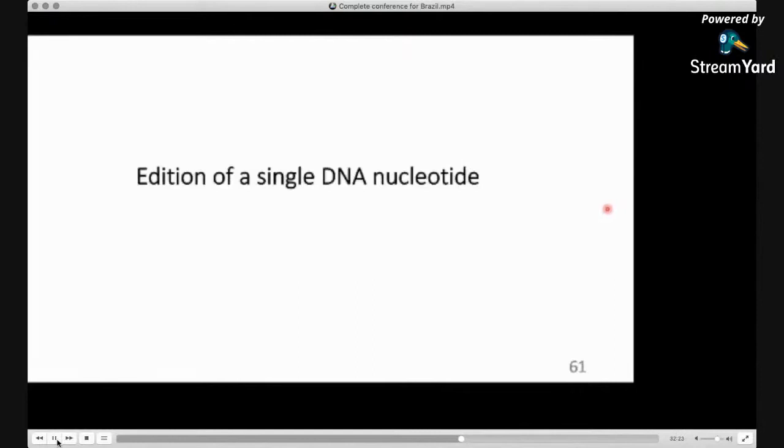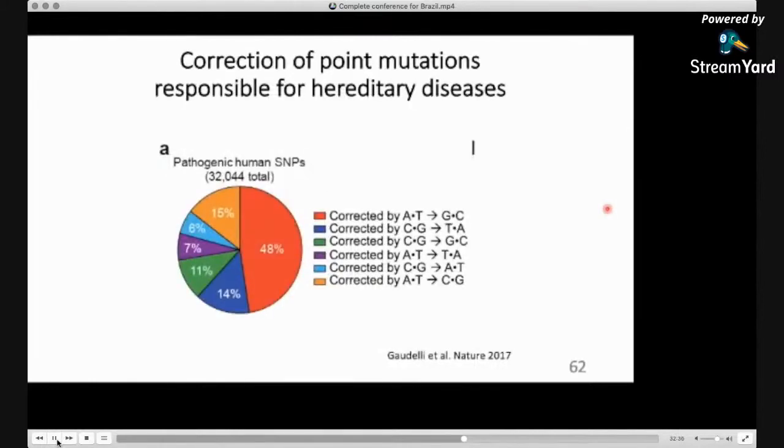The CRISPR-Cas9 technology is evolving rapidly, and new technologies derived from the CRISPR-Cas9 now permit the modification of a single nucleotide. More than 32,000 single nucleotide modifications are responsible for hereditary disease, and thus the capacity to correct a single nucleotide would provide treatment for most of these hereditary diseases.